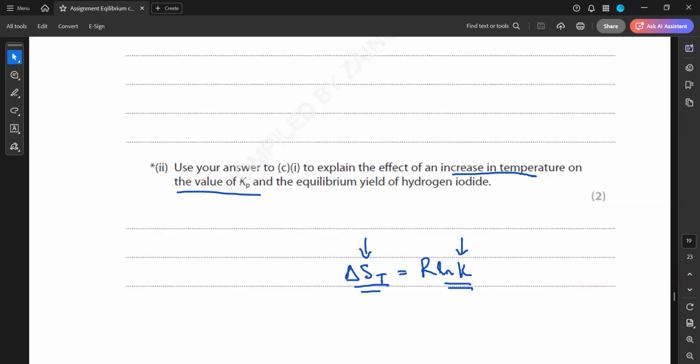Is it clear? So 1 mark will be for mentioning that the forward reaction is exothermic, so an increase in temperature decreases the value of Kp. And the second mark: the total entropy is directly proportional to ln K. So if the value of K decreases, the value of ln K will also decrease, so the total entropy will also decrease here. Is it clear?